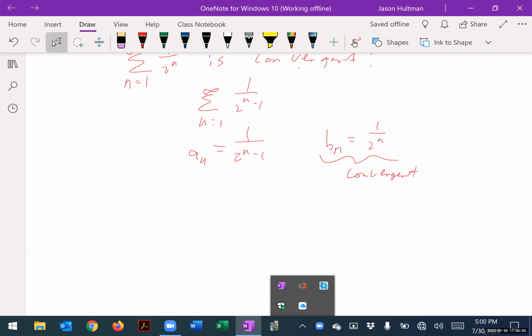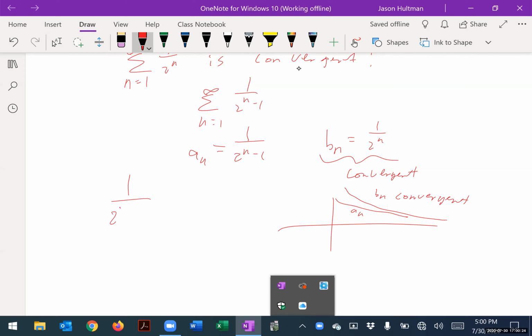So how do these two compare to each other? We know b sub n is convergent. If I can get a sub n to be smaller, then I'm golden, right? Then we can just use the comparison test here. 2 to the n minus 1: how does that compare to 1 over 2 to the n? Any ideas?